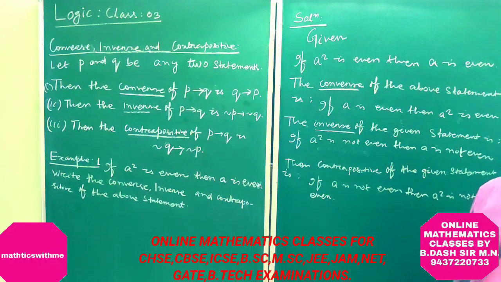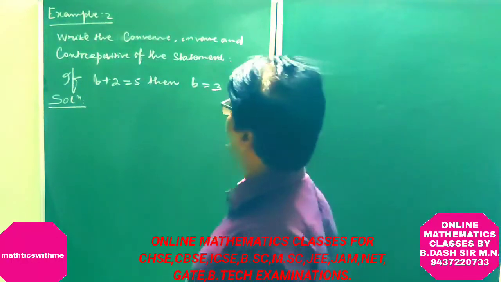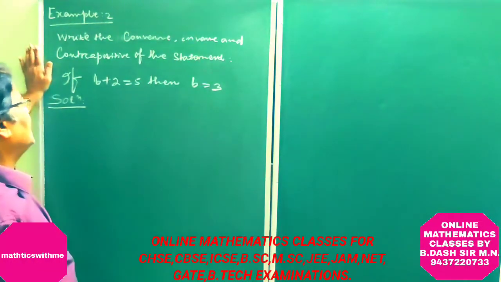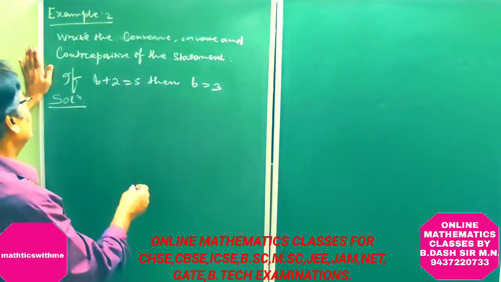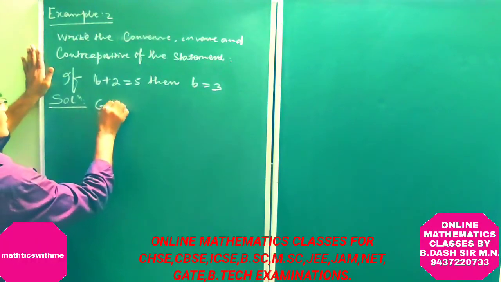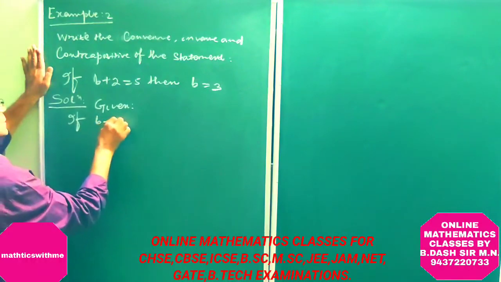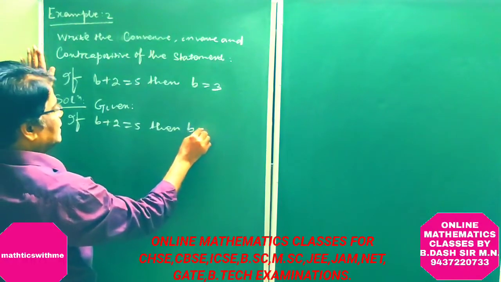Let us proceed for one more example by which the idea will be more clear to you. Our next question is, write the converse, inverse and contrapositive of the statement: if b plus 2 is equal to 5, then b is equal to 3. Given: if b plus 2 is equal to 5, then b is equal to 3.